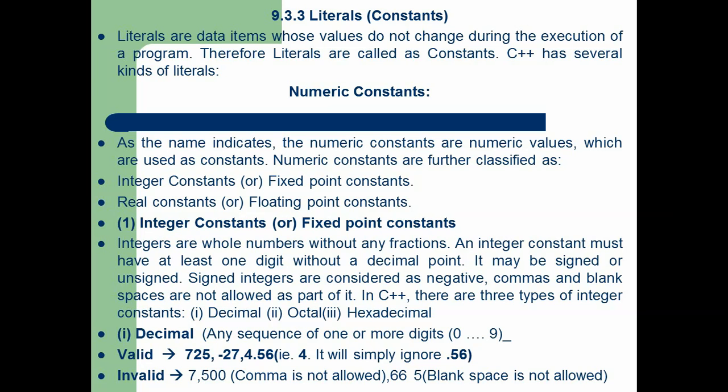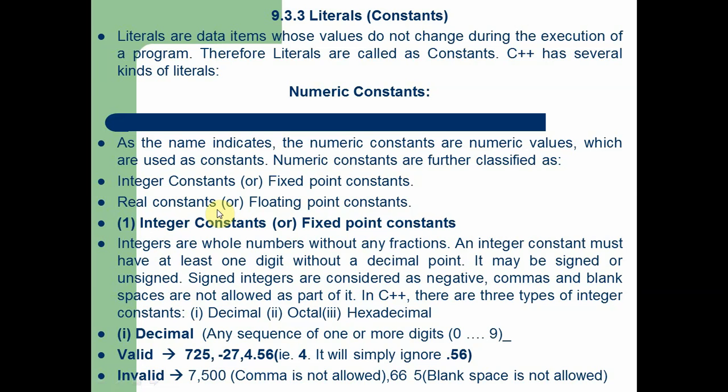So there are different types of constants. Numeric constant. As the name indicates, numeric constants are classified into two categories. One is integer constant or fixed point constant. Another one is real constant or floating point constant. So here integer means a fixed point constant. Literally we can say that integers are the numbers which are whole numbers, without any fractions.